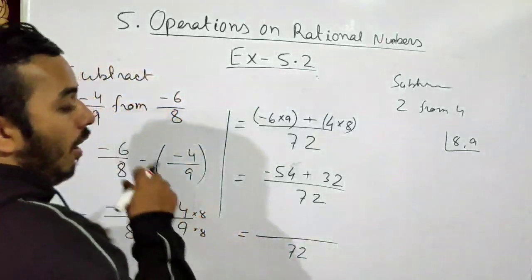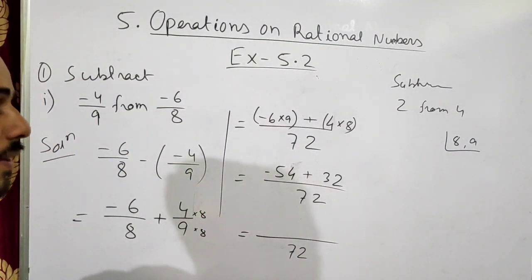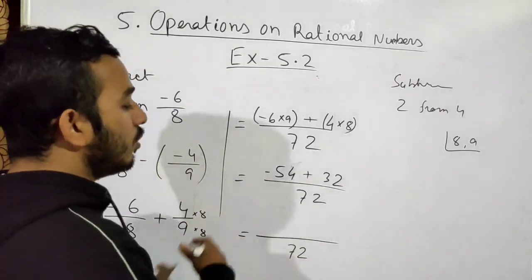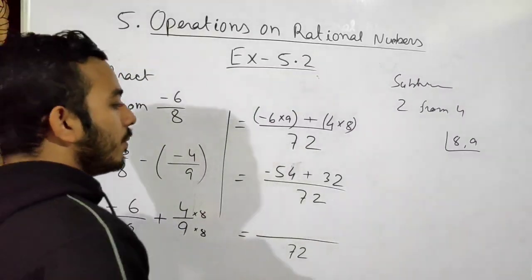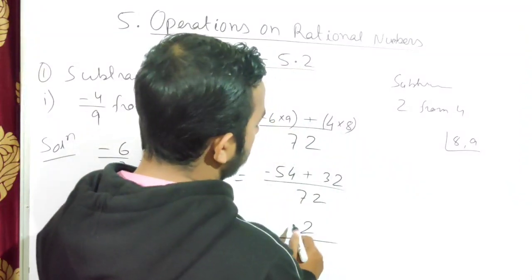Now look, we have two different types of number, isn't it? First one is negative and the second one is positive. Okay, so now minus plus is what? Minus plus is minus. Okay, now 54 minus 32 is what? 4 minus 2 is 2. Then 5 minus 3 is 2.